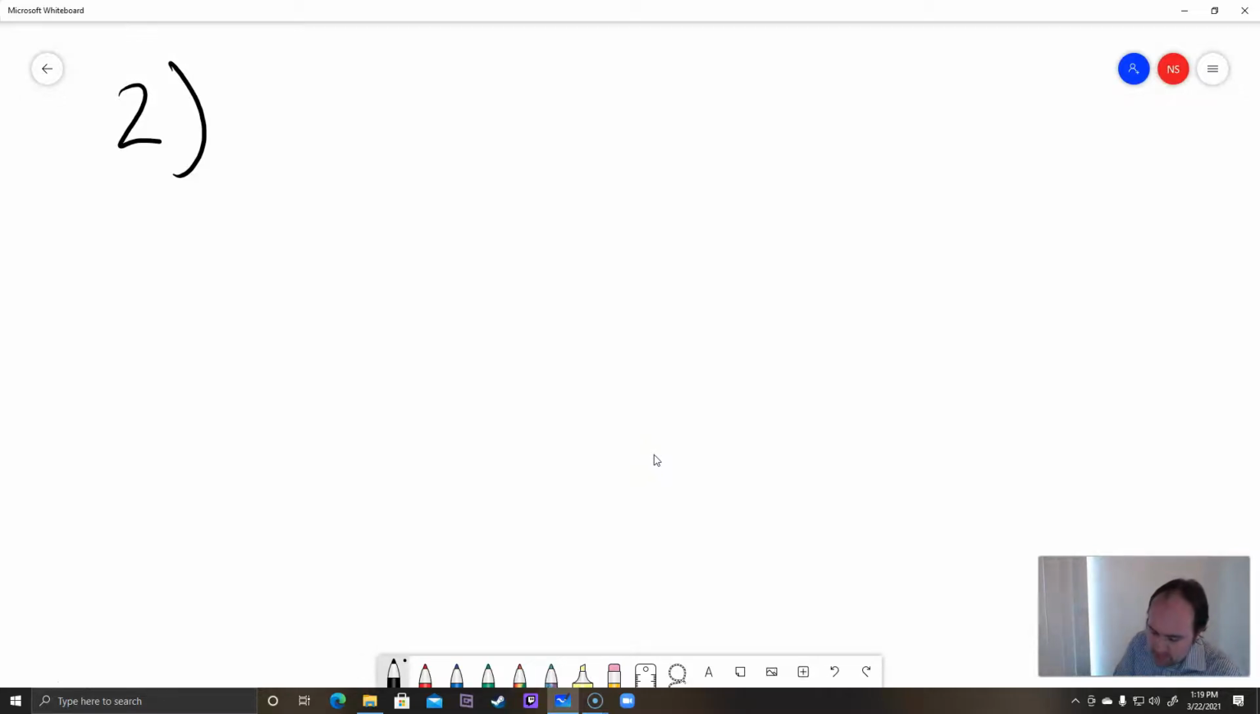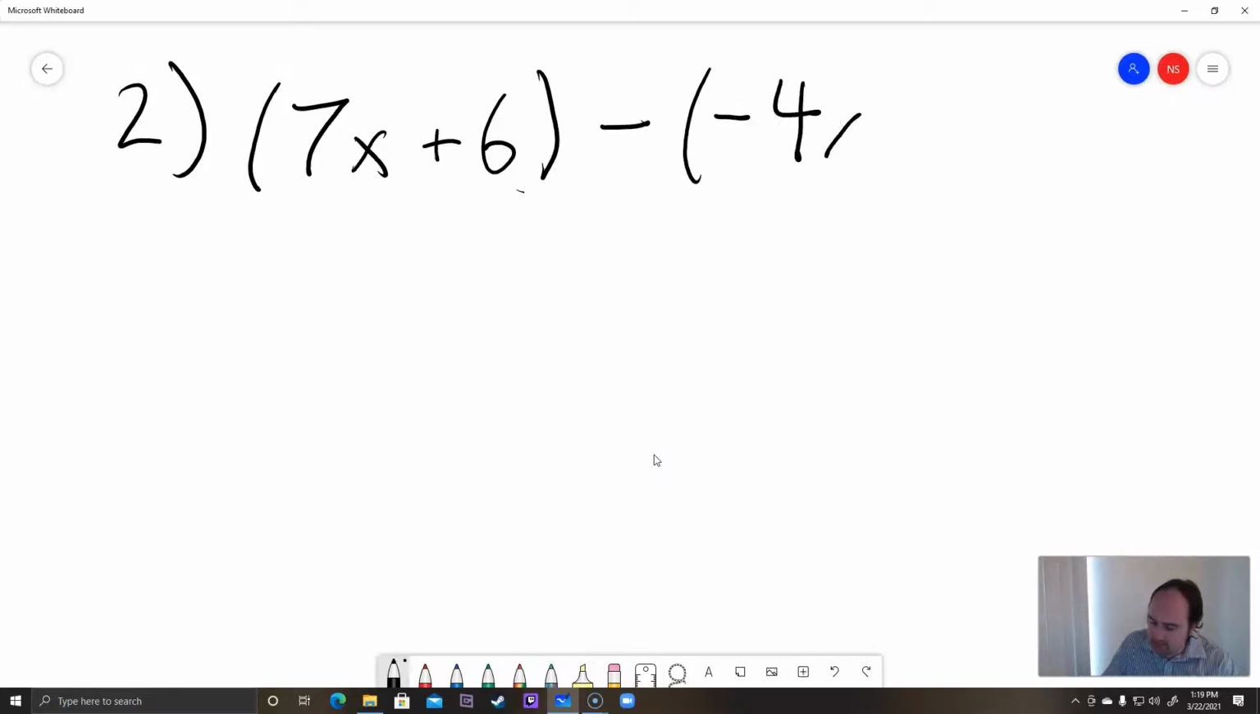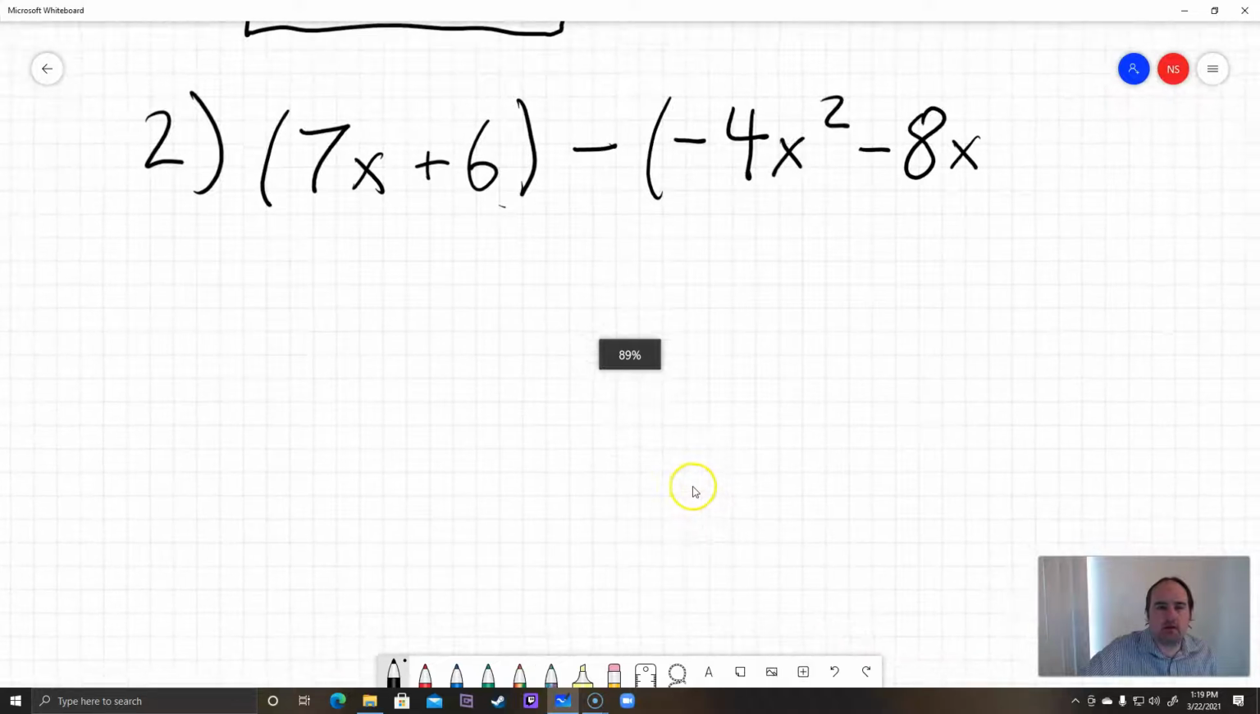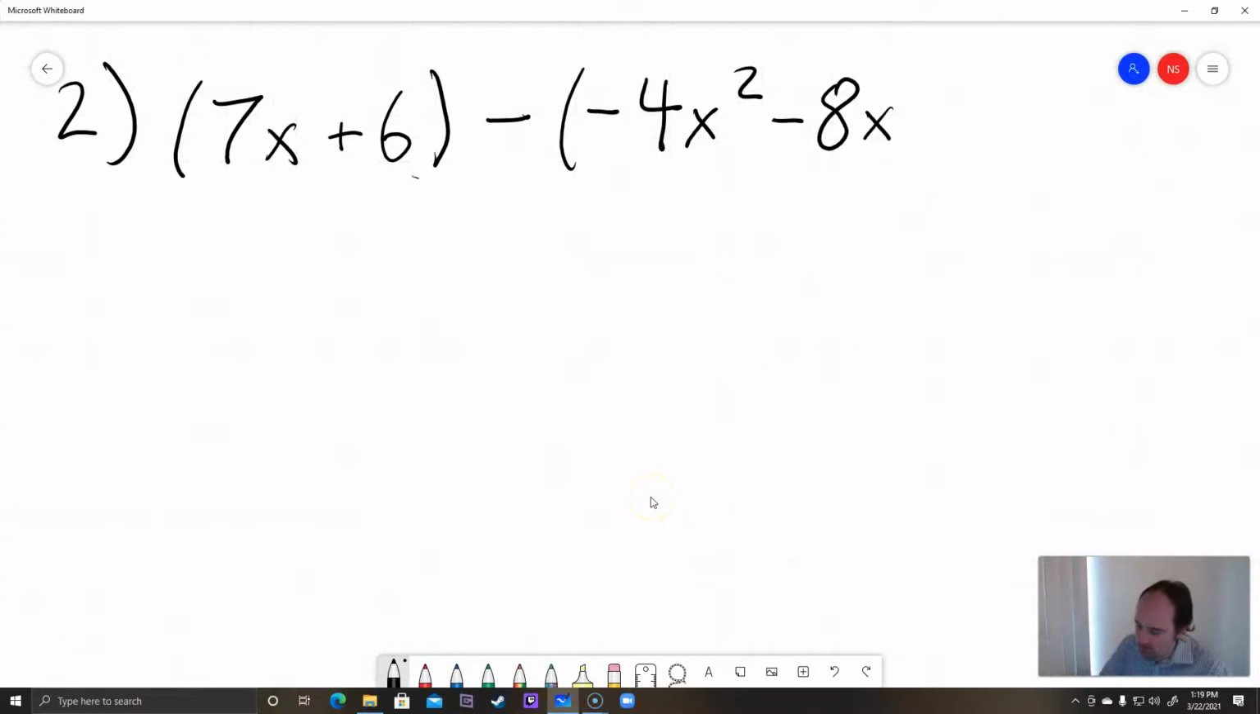For this one, for our first polynomial, we have parentheses 7x plus 6. And then for our second polynomial, we actually have minus parentheses negative 4x squared minus 8x plus 6.